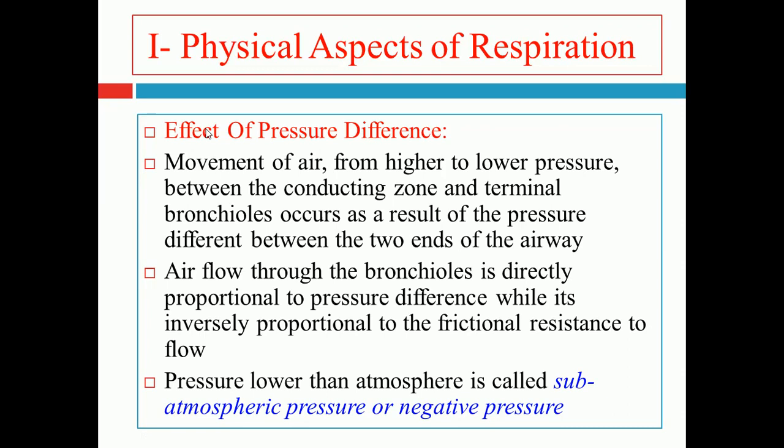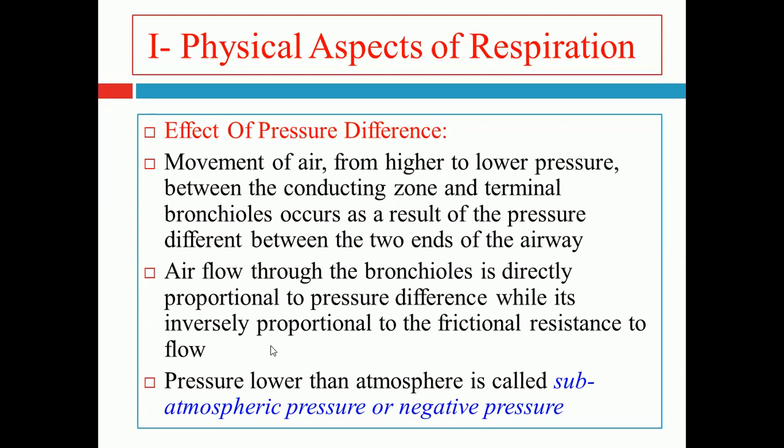So how much air would flow through the bronchioles? That is directly proportional to the pressure difference, while it is inversely proportional to the frictional resistance to flow. It is quite obvious. So pressure lower than the atmospheric pressure is called subatmospheric pressure or negative pressure. Just remember that this is important, because this is going to be bridged in a subsequent discussion which we are going to undertake today.